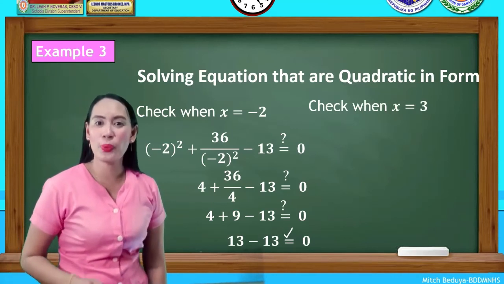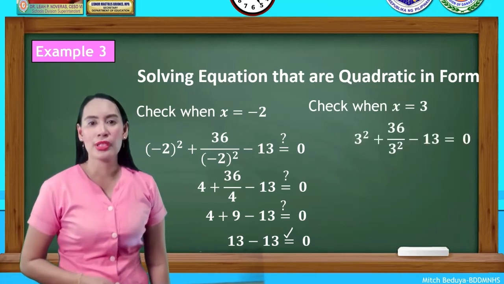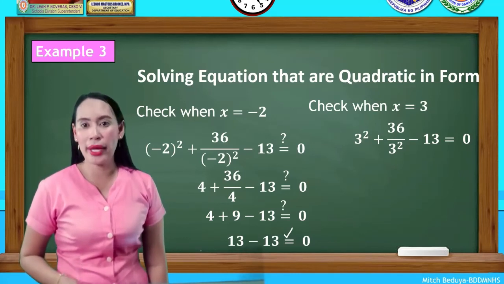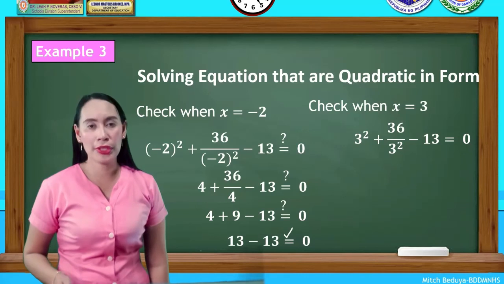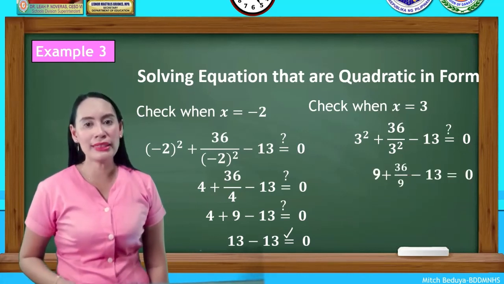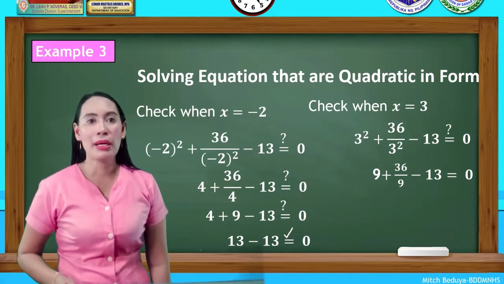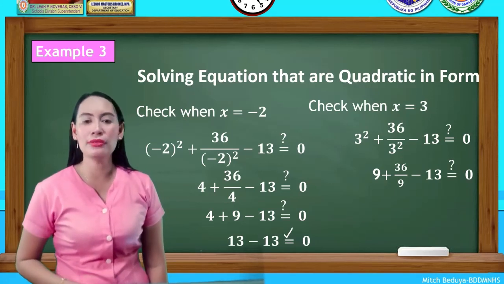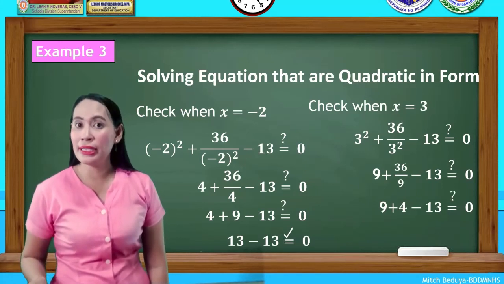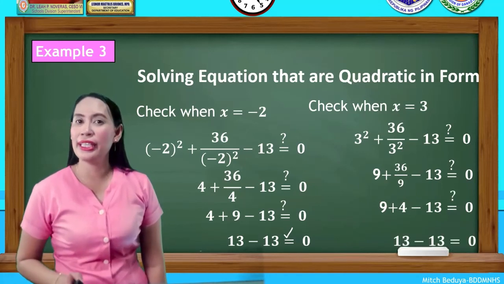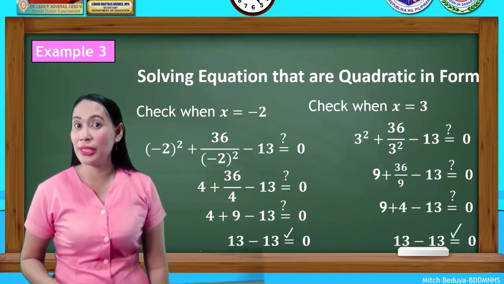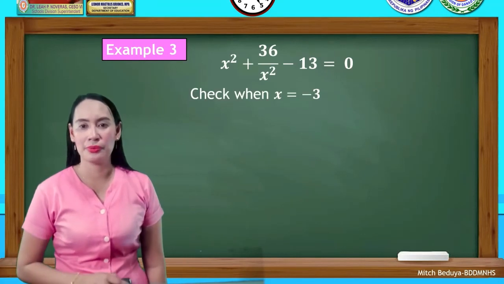Next, check when x is equal to 3. 3 squared plus 36 over 3 squared minus 13. Is it equal to 0? 9 plus 36 over 9 minus 13. Is it equal to 0? So 9 plus 4 minus 13. Is it equal to 0? 13 minus 13 is equal to 0, because 0 is equal to 0.